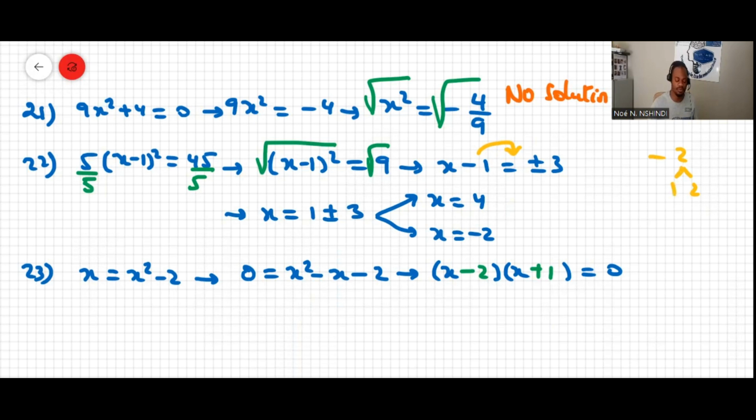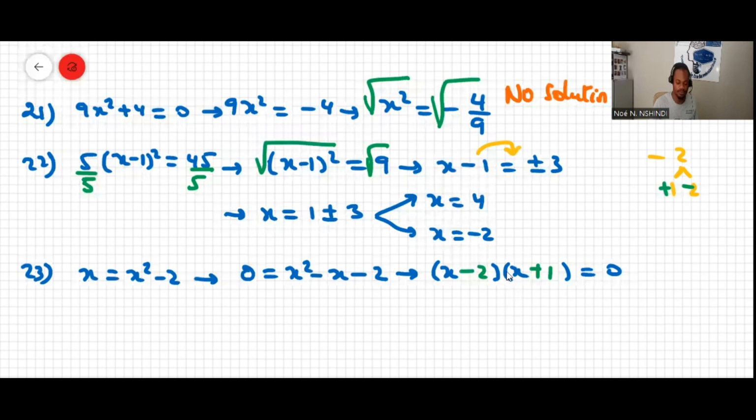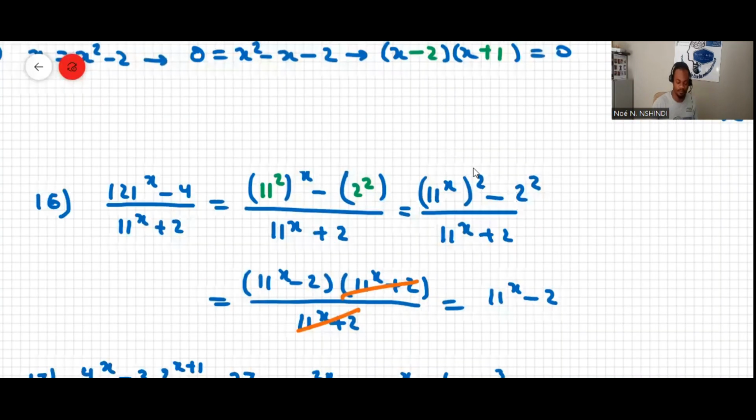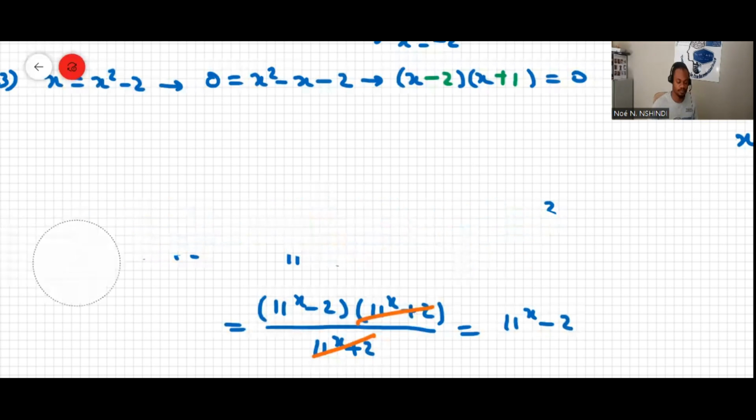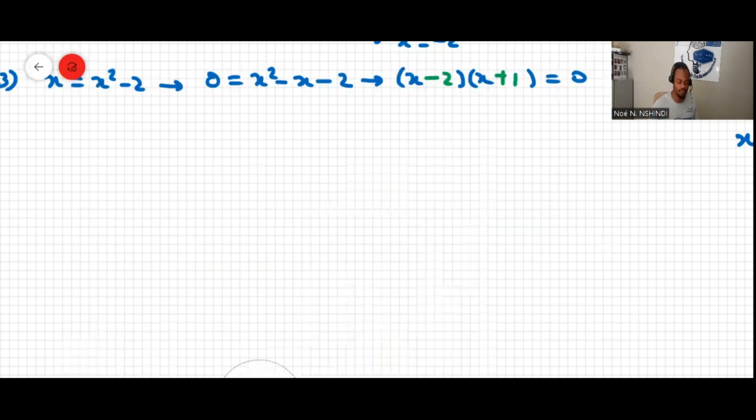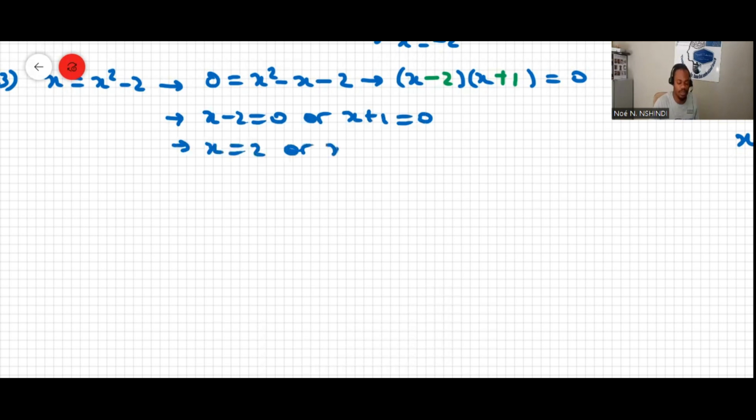Factors of 2 are 1 and 2. So it has to be like +1 here and -2. It doesn't matter, I can start with -2 and then +1. Now, this will be x minus 2 is 0, or x plus 1 equals 0. So that makes x is equal to 2, or x equal to -1. That was question 23.